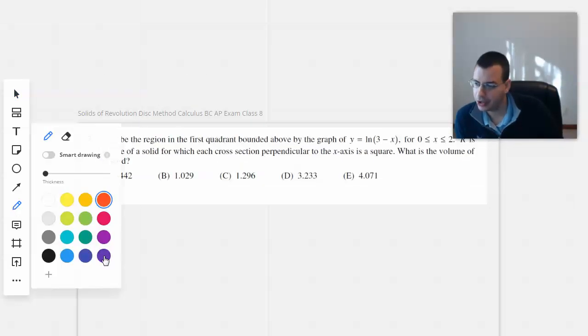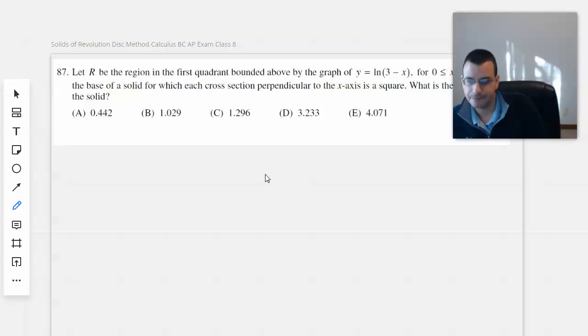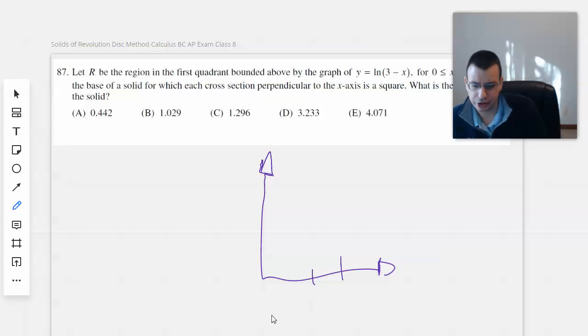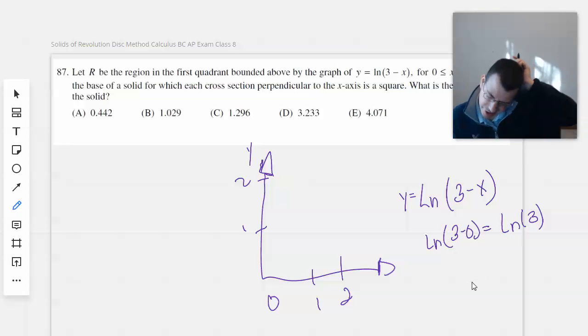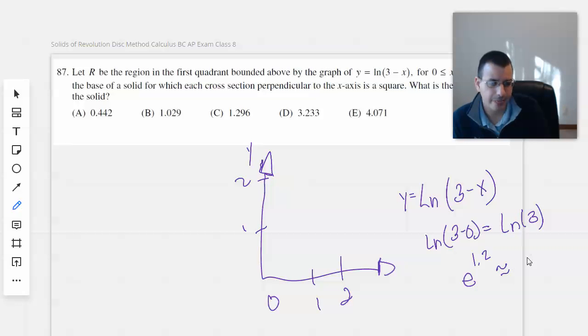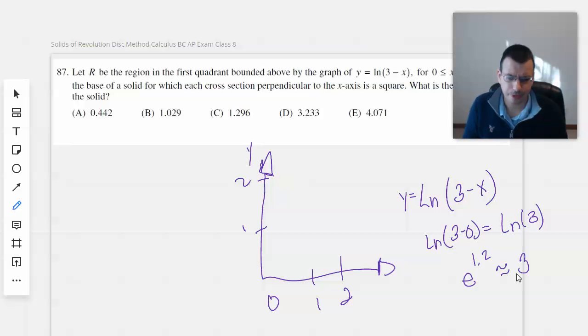Okay. So start by drawing a picture. Pictures are really nice in life. We only have to worry about 0 to 2, and then 1 to 2 on the y-axis. We have y equals natural log of 3 minus x. Natural log of 3 minus 0 equals natural log of 3. Natural log is going backwards from e. e is like 2.7, so 1.2 is about 3. I should probably check that out.